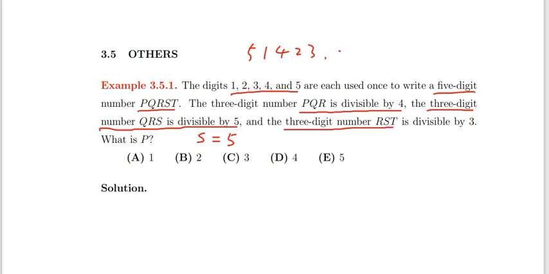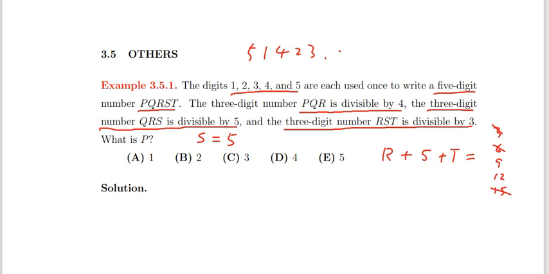Okay, then let's check this. The 3-digit number RST is divisible by 3. Divisible by 3 means R plus S plus T is divisible by 3. S we already know is 5, right? So R plus S plus T could be 3, 6, 9, 12, or 15. But we find this cannot be 15, and cannot be 3, and it cannot be 6.